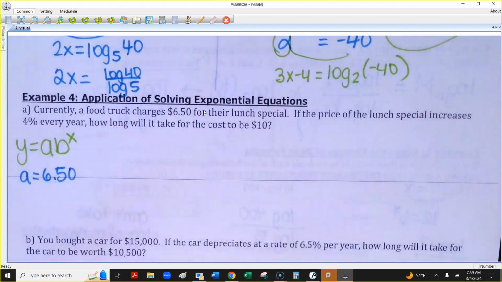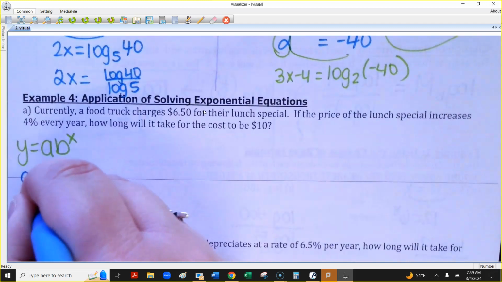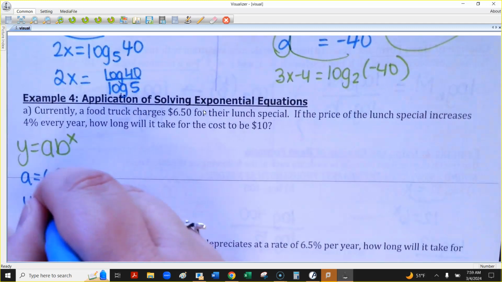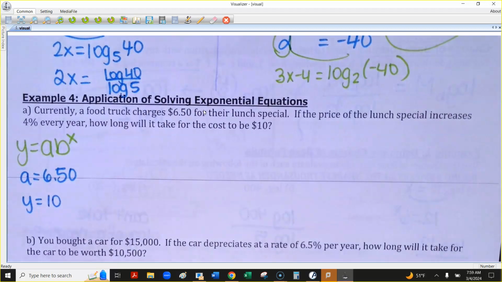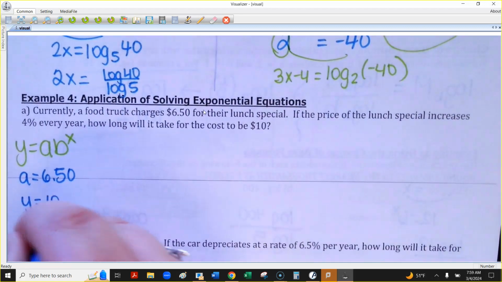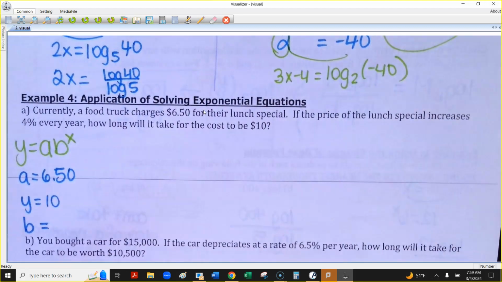It says the price increases 4% every year. How long will it take for the cost to be $10? Y is going to be what the cost ends up being, so Y is going to be $10. We're going to find time here, so that's going to be X. That's going to be our variable. My question to you, what are we going to plug in for B? And that's going to be related to the 4%.